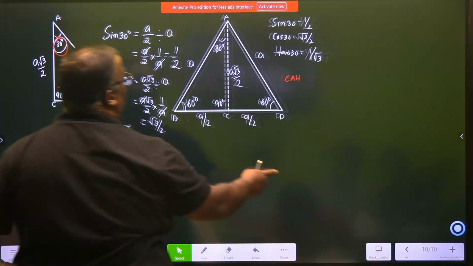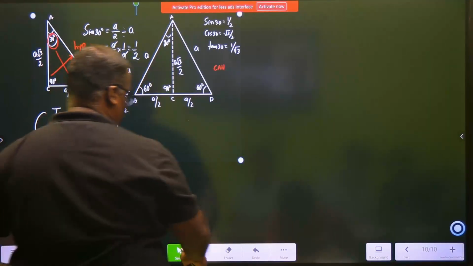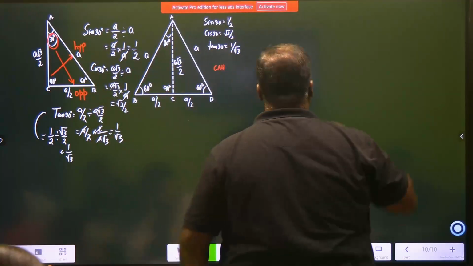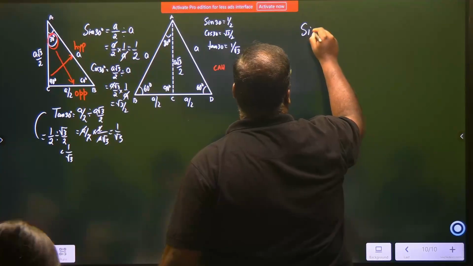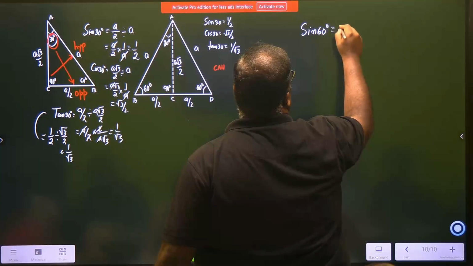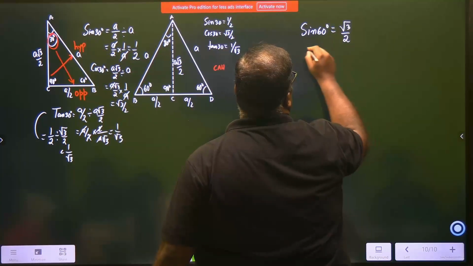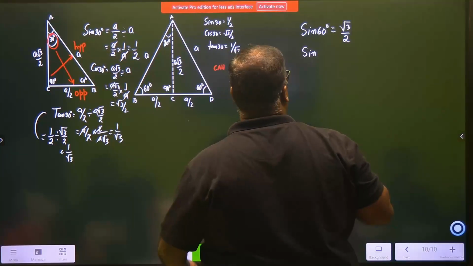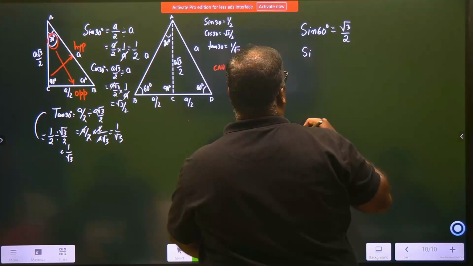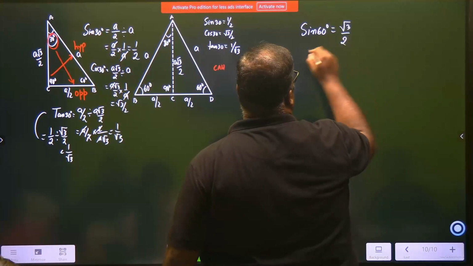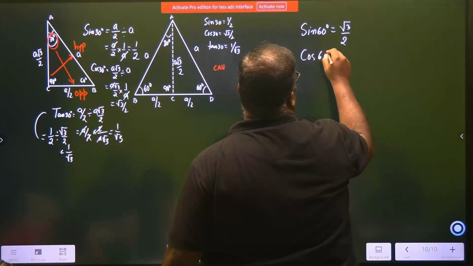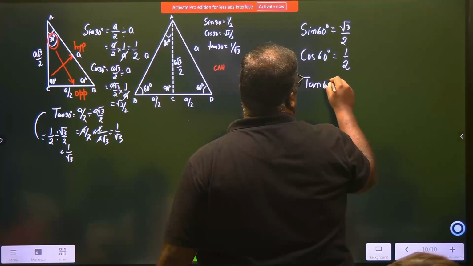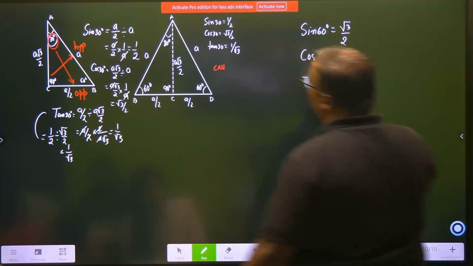Can I say? No, not saying, work out. 60 means now this one has become your. Okay, I'm writing them slowly. Sin 60 root 3 by 2. Cos 60 will become half. Tan 60 will become root 3. देखो तो ये आ रहा है कि नहीं?